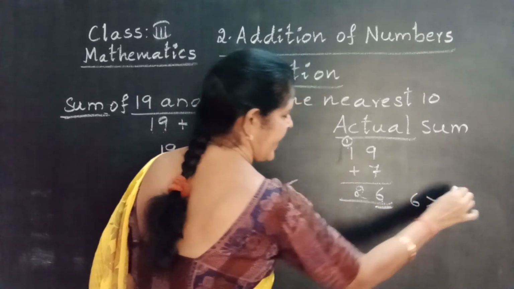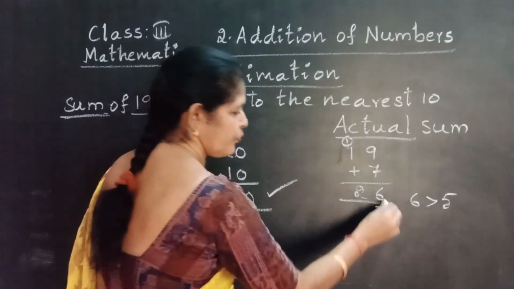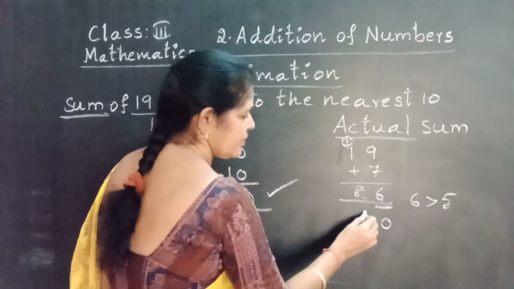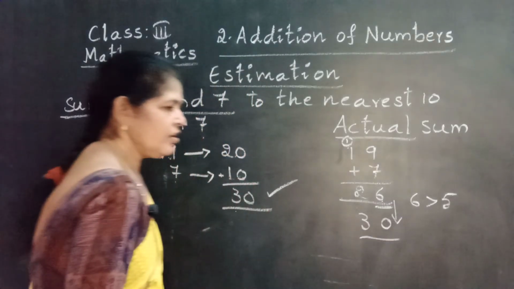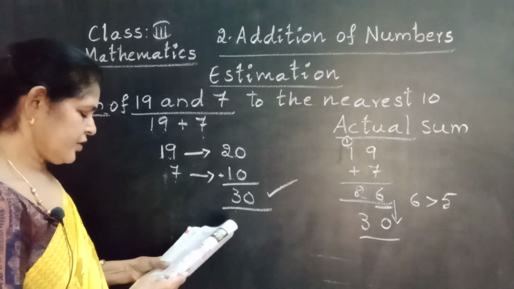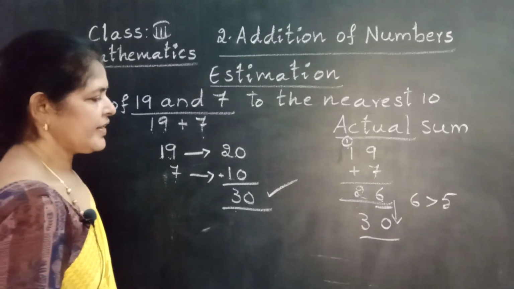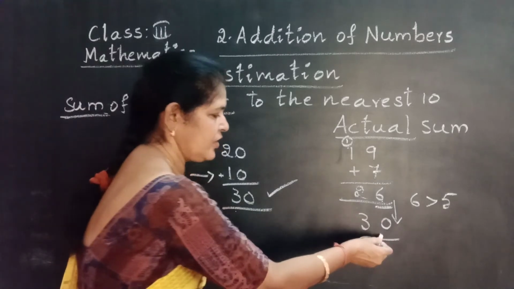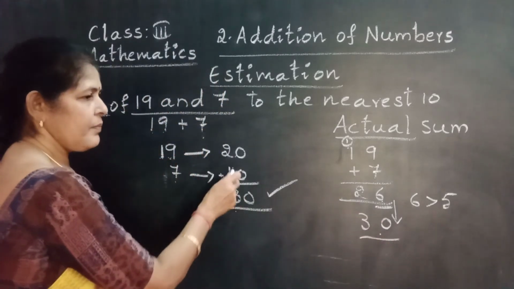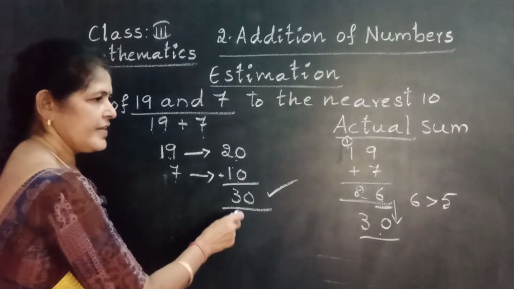6 is greater than 5, then put 0 in the ones place. 2 becomes 3. 26 is nearer to 30. That is quite close to the estimated value 30. This is the estimated sum.